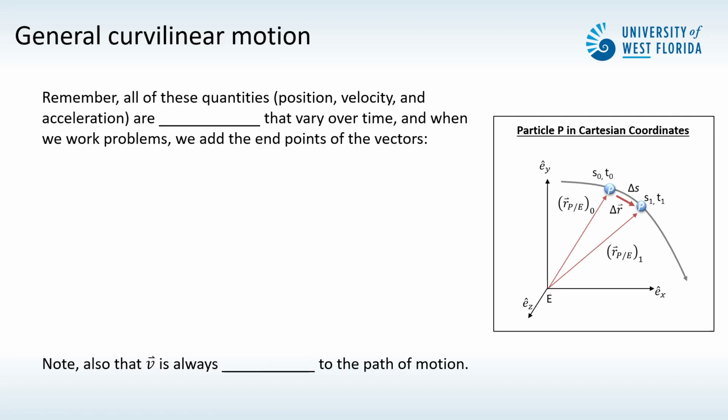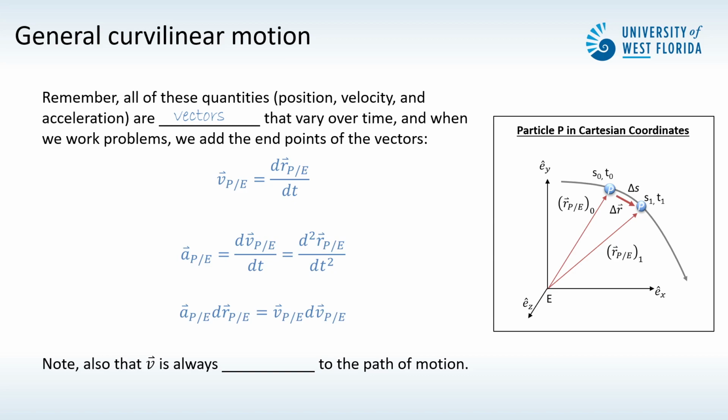So remember that position, velocity, and acceleration are vectors that vary over time, and when we work problems, we need to add the endpoints of the vectors. So the equations will typically look like this with subscripts, where p is the particle of interest and e is the inertial reference frame. You might notice that the book frequently omits the base point or the inertial reference frame e from the subscript. This is okay, but we'll soon start working with more than one reference frame, and it will be helpful if we keep track of each base point and reference frame. Also note that the velocity vector is always tangent to the path of motion. We'll talk more about this later, so you don't really need to remember it just yet.